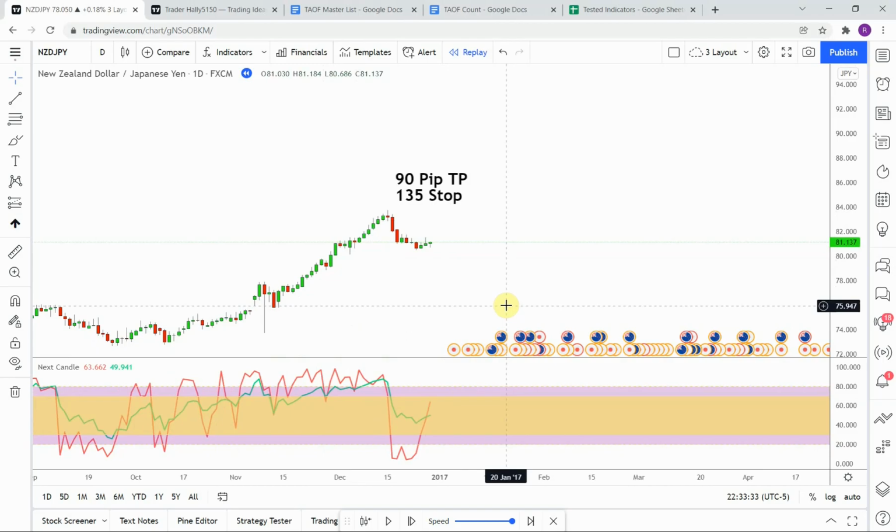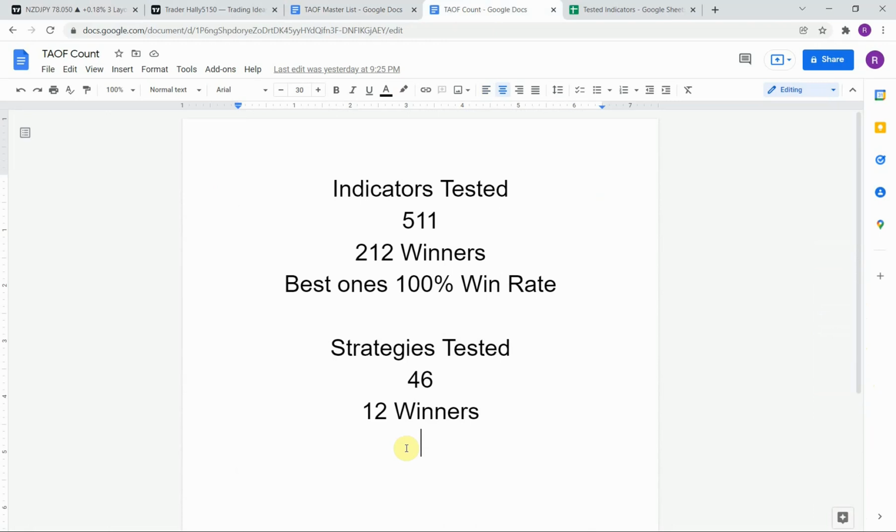Alright, as I said, today we will be testing the next candle indicator. Before we do though, I wanted to put the testing scoreboard up for everyone to see. So to date, we have tested a total of 46 different strategies, with 12 of them being profitable. We have also tested a total of 511 indicators, with 212 of them being winners. The best ones so far were able to achieve a 100% win rate.